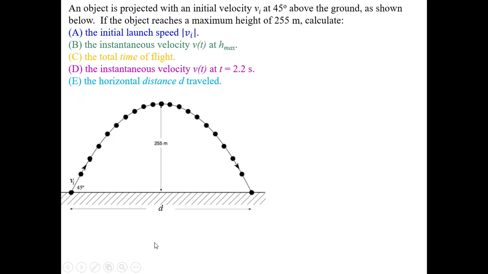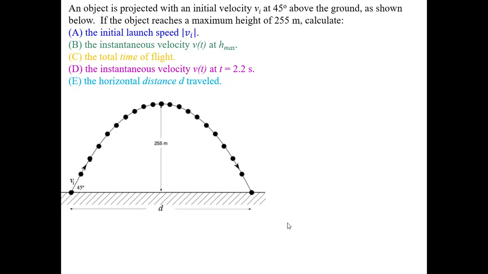So essentially, you're going to shoot something or kick something, whatever it is. It's going to follow this trajectory, and it's going to land on the ground again, and it rises 255 at the peak of the flight, and then some distance d horizontally here. All right, so let's do it.